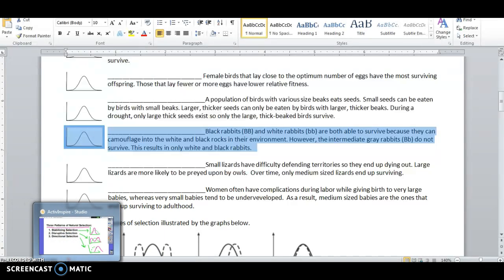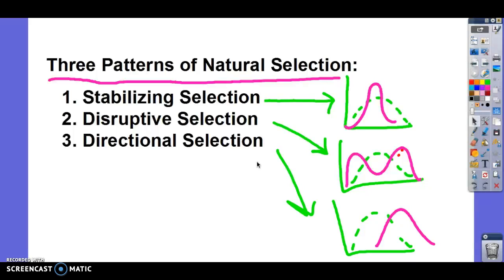So if we look at our options here, if we only have the medium ones, which one is it going to be? It's going to be stabilizing selection, right? So we should have a hump just like this one, okay? A tall, skinny one because we only have the medium ones surviving.